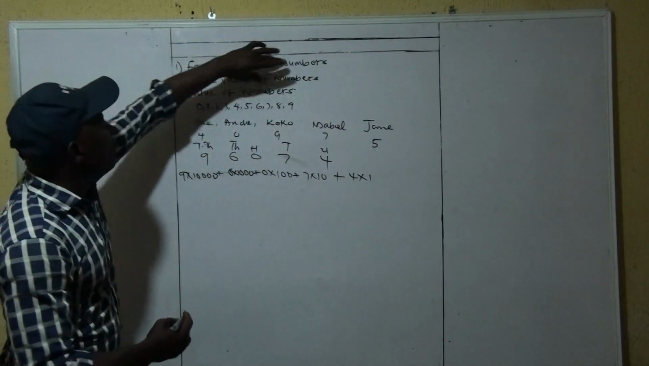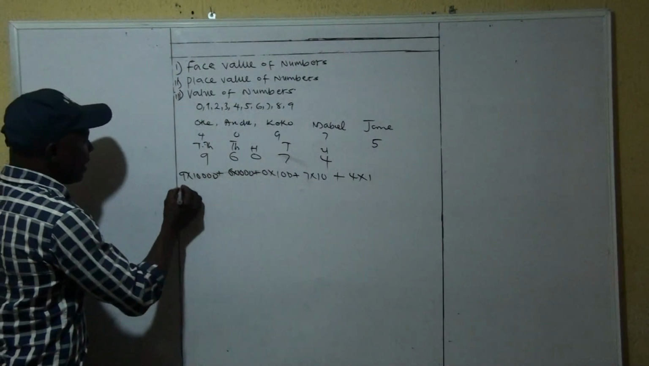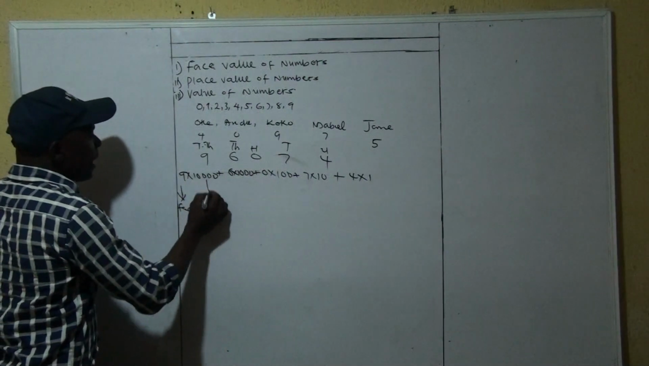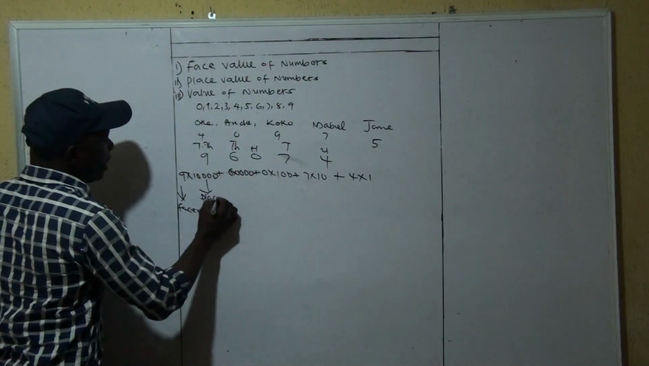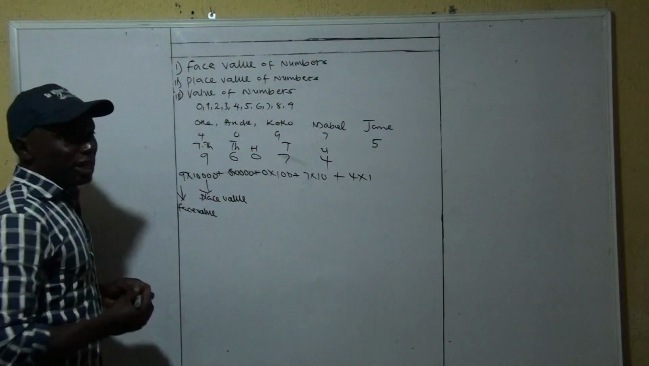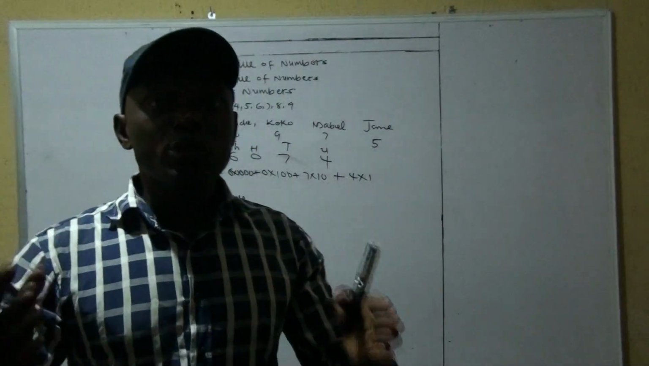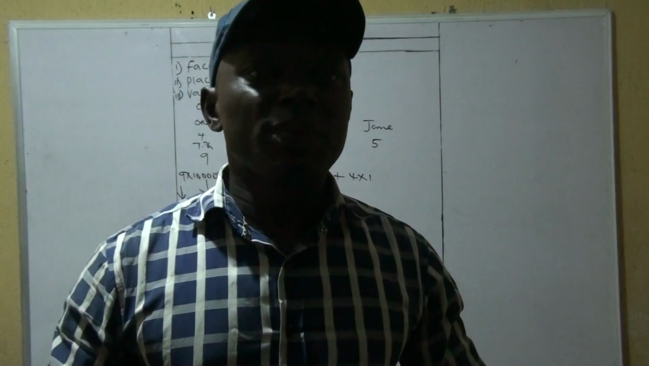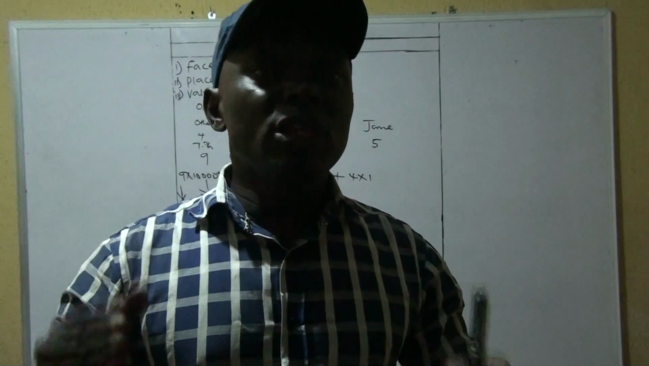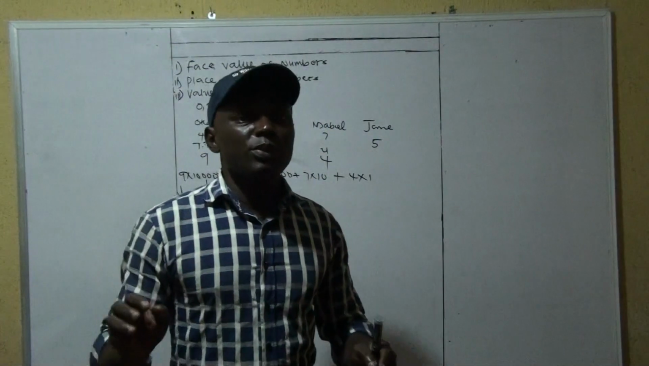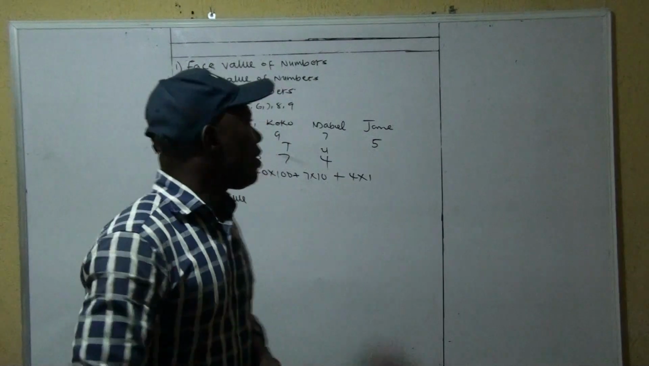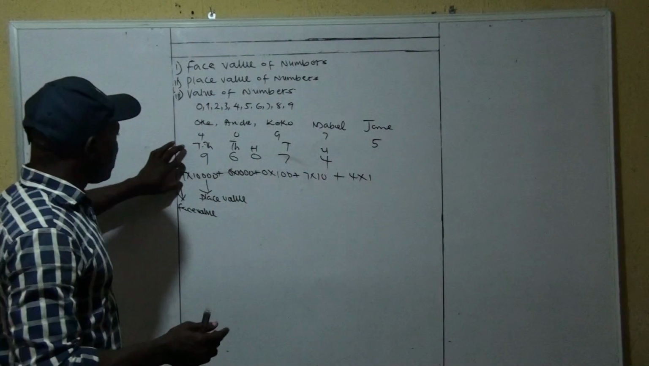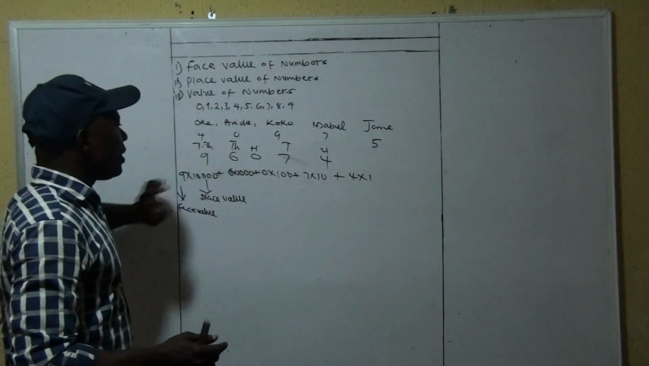Now, the face value here is this number here. This is the face value. Then this is what we call place value. The place value of any number is only the position the number is standing. That is the position alone. That's the meaning of place value. Another name for place value is digit value. So from this expanded form, this is just the face value, and this is the place value.